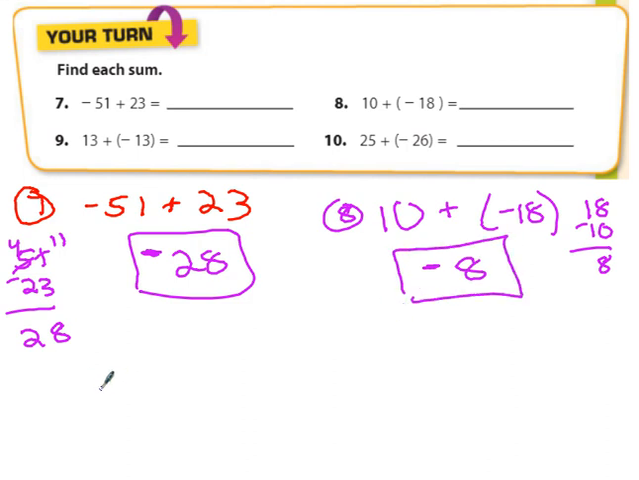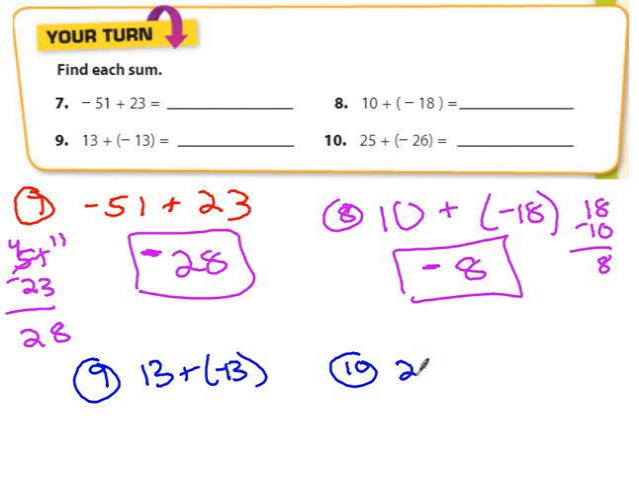All right, so what I want you to do is try 9 and 10 on your own. So hit pause, give it a shot, see how you do, and then go ahead and play this, figure out if you did it right or if you did it wrong.